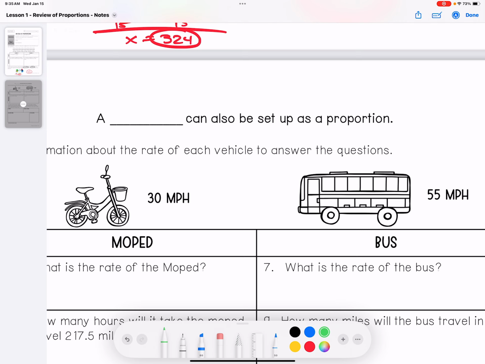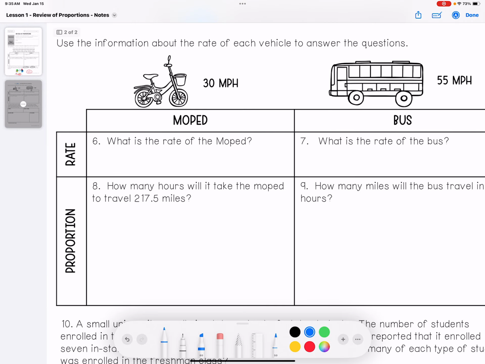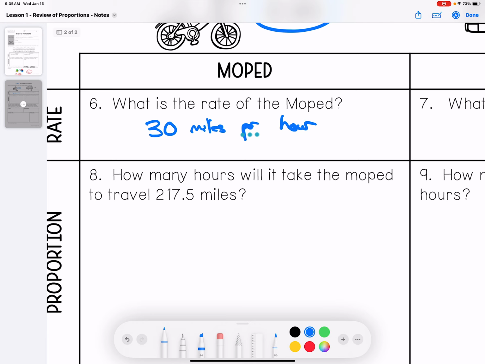A rate can also be set up as a proportion. Again, we've already done this before. We've talked about it and we've done it. What is the rate of the moped? Well, it tells us right there it's 30 miles per hour. Okay? How many hours will it take the moped to travel 217.5 miles?